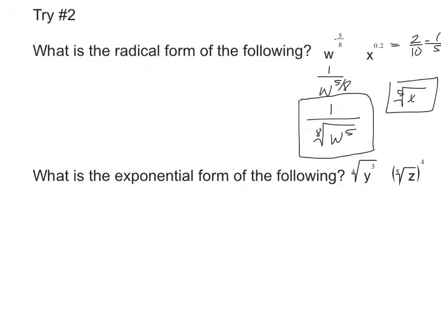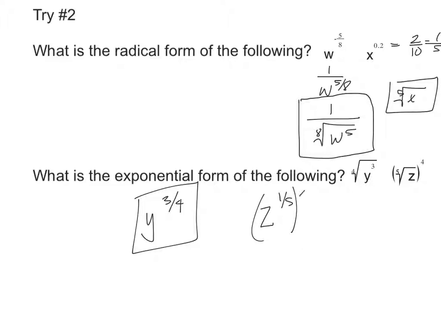All right, look at the second one. It says, what is the exponential form of the following? So the 4th root of y cubed. Remember, write your base, which is y. The power is the numerator. The denominator is your root. So this is y to the 3/4. And again, we should rewrite the second one in the following steps. z to the 1/5 raised to the 4th, which still is going to be z to the 4/5. And we're done. One more problem.